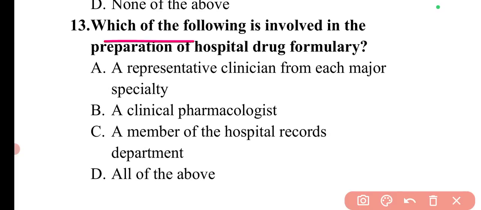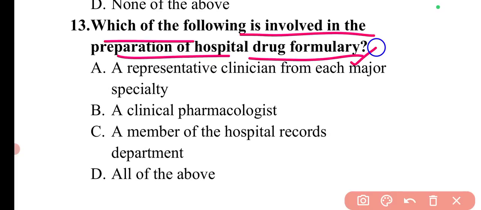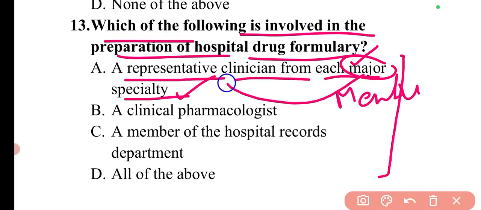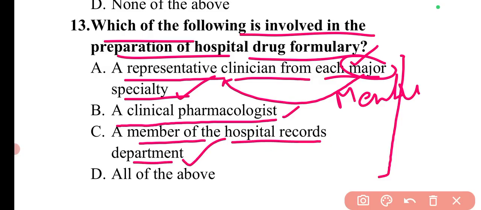So the question is, which of the following is involved in the preparation of hospital drug formulary? So under hospital drug formulary preparation, different members are involved. These members can be a representative clinician from each major specialty. So for every major specialty, there can be a representative clinician. Then there should be a clinical pharmacologist. Then there should be a member of hospital records department. Then there is also a nurse.